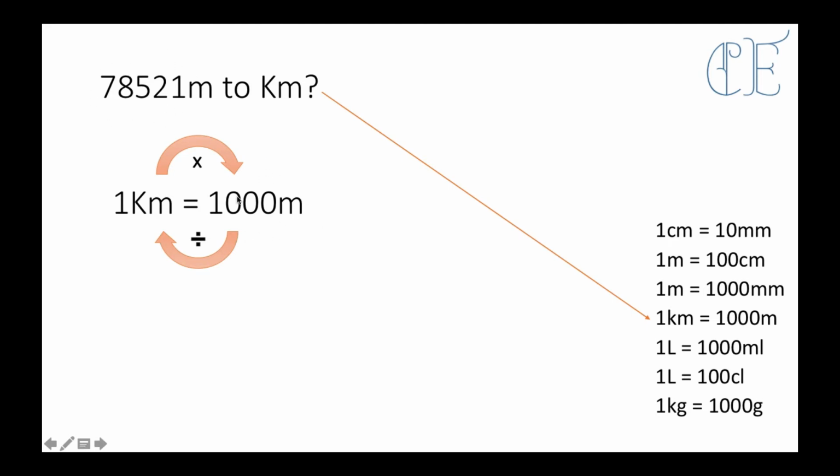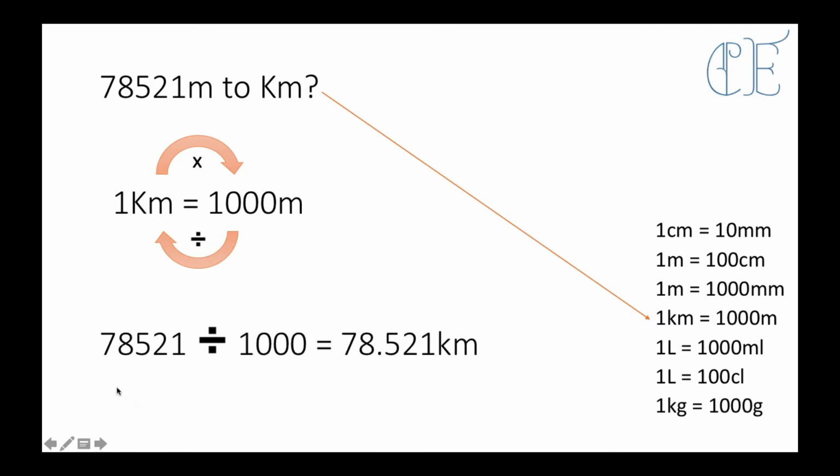Because we've got metres, we're here with this side, and I want to go to kilometres, which means I want to go to this side, which means I need to divide by 1,000. 78,521 divided by 1,000 is 78.521 kilometres.